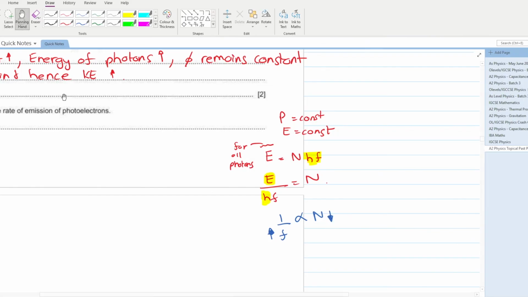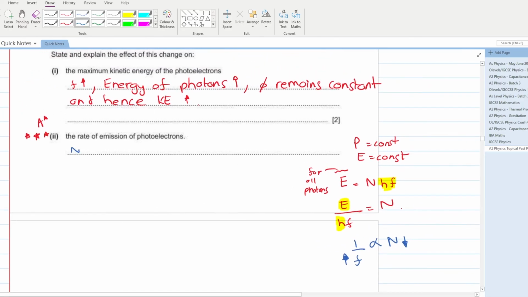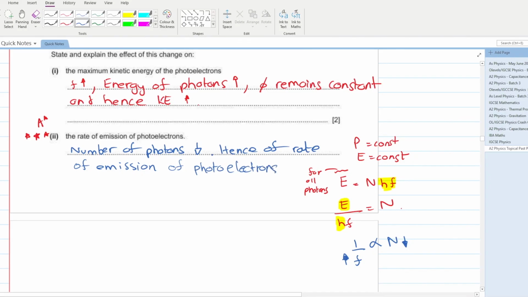This was a very tricky thing that most of the students didn't realize in the paper. So number of photons decreases. Hence rate of emission of photoelectrons decreases. Simple as that. This marks the end of the past papers for quantum physics. If you have any confusions, still you can ask in the comments below. Thank you for watching.